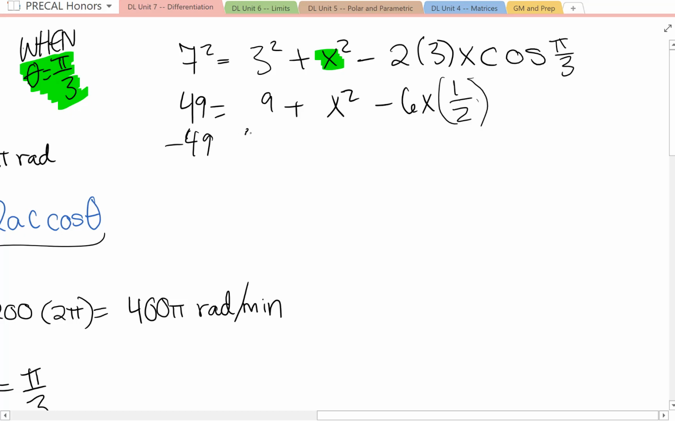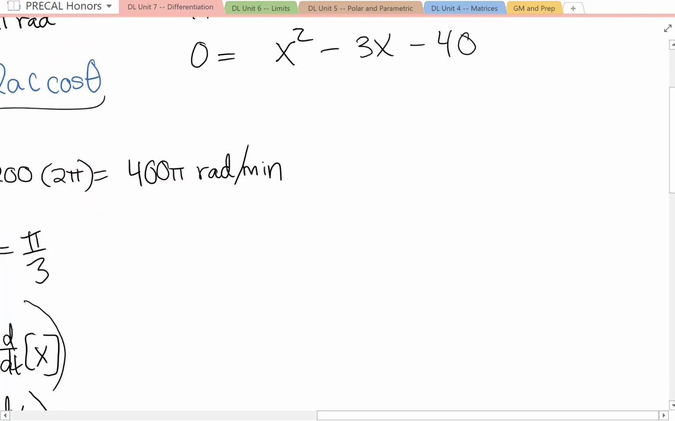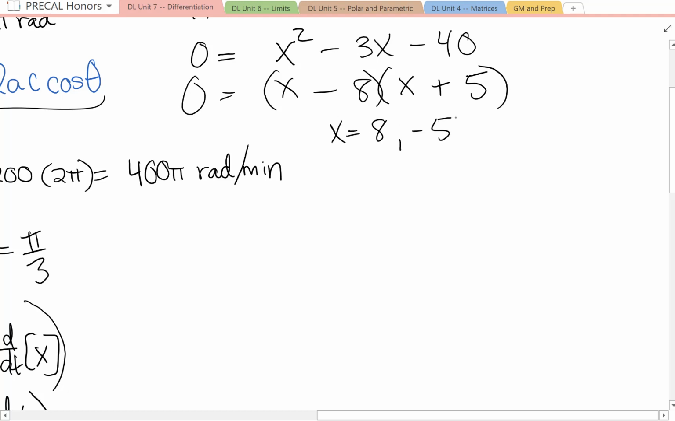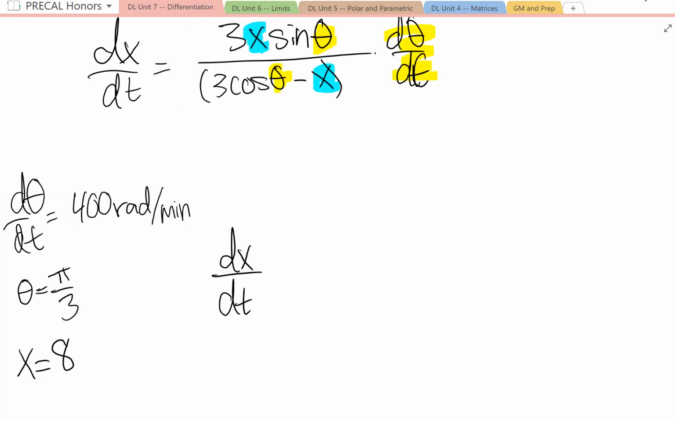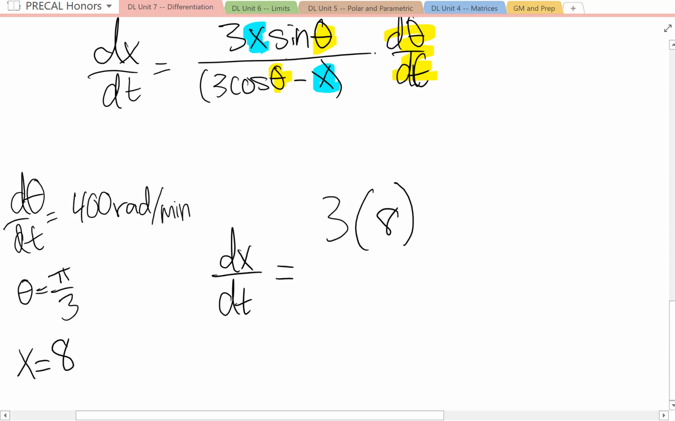This looks like it's going to be a quadratic, so I'm going to bring everything to one side and see if hopefully it's factorable. 0 is equal to x squared minus 3x, and 9 minus 49 is negative 40. Let's factor. 8 and 5 give me 40. The bigger one needs to be negative in order to give me a negative 3. So x could be 8 or it could be negative 5. It's the side length of a triangle, so it needs to be the positive one. Now we have all the things we need to plug in.